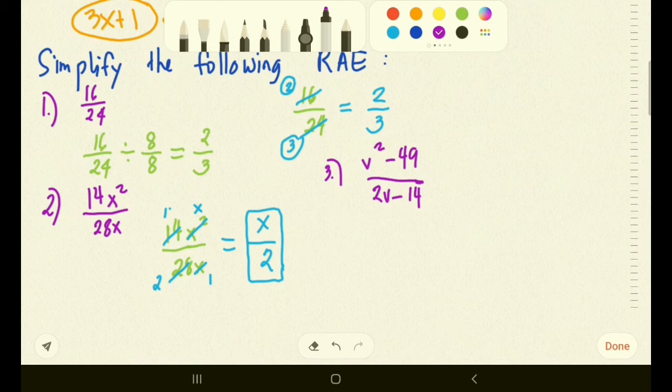But sometimes you can use it if it is necessary. So you have your v squared minus 49. Okay, class, here we are. We're going to use our learning about factoring polynomials. So you should master all the techniques in factoring. So v squared minus 49, as you can see, this is a difference of two squares. Okay, v squared minus 49 over 2v minus 14.